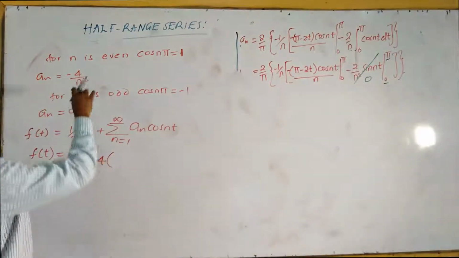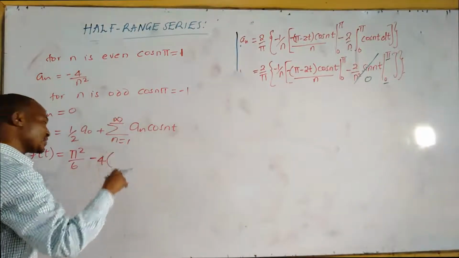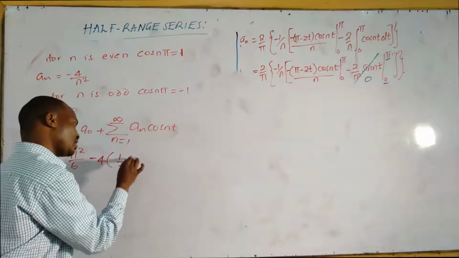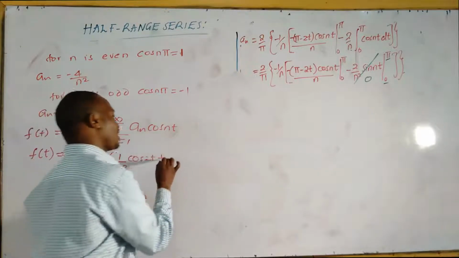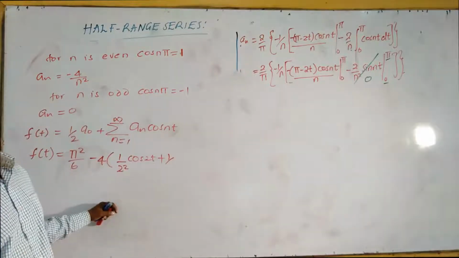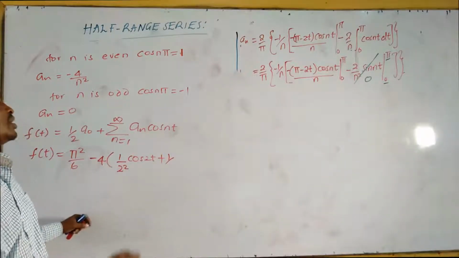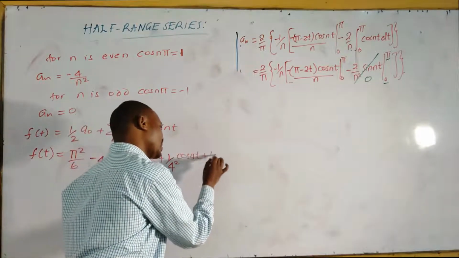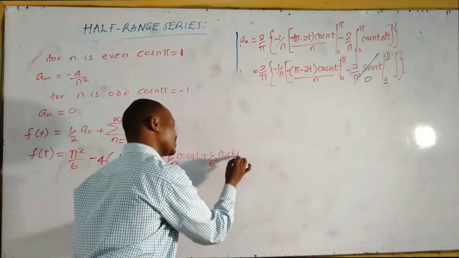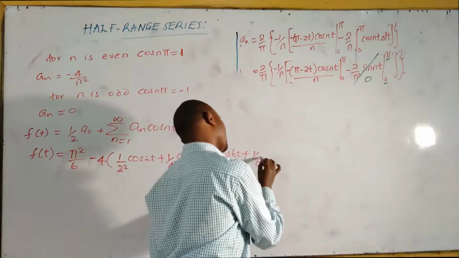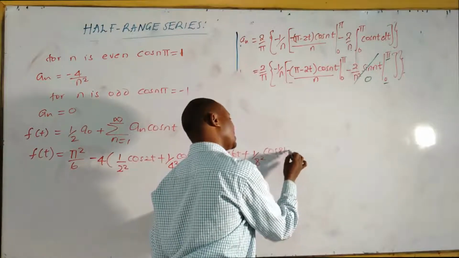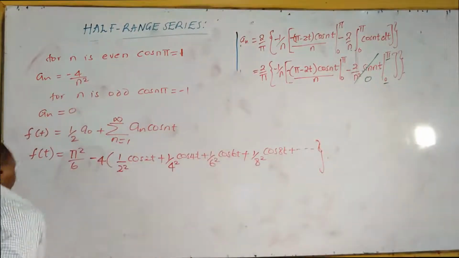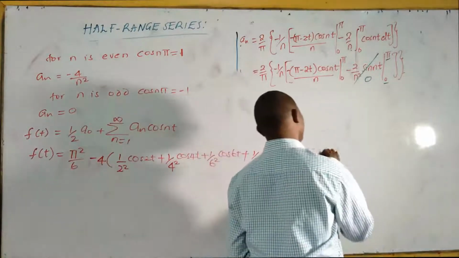Now, this n is squared, so it is 1 over n squared, which is 1 over 2 squared cos 2t, plus, since 3 is already equal to 0, 1 over 4 squared cos 4t plus 1 over 6 squared cos 6t plus 1 over 8 squared cos 8t. It's a series that proceeds like that up to infinity.